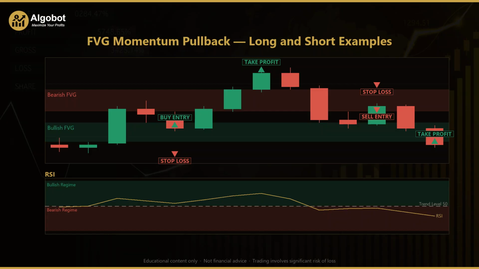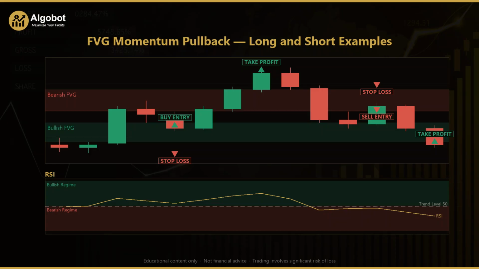Price drifts back up into the red pocket, retracing into the gap. As it does, the EA checks the gate, and RSI is still pinned at or below 50, still in the bearish regime. Structure and momentum agree once more, and the sell entry marker fires inside the gap. The stop loss sits a buffer above the top of the pocket, and the take profit target is projected below at the same reward to risk multiple.